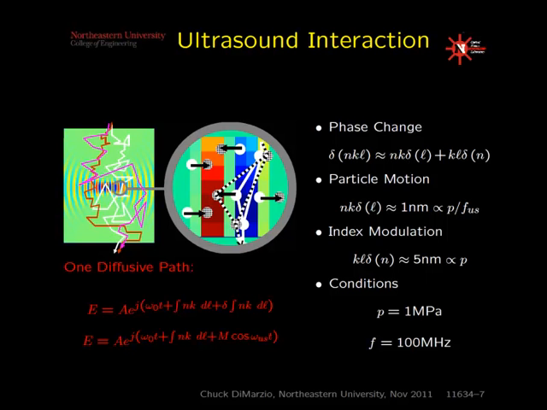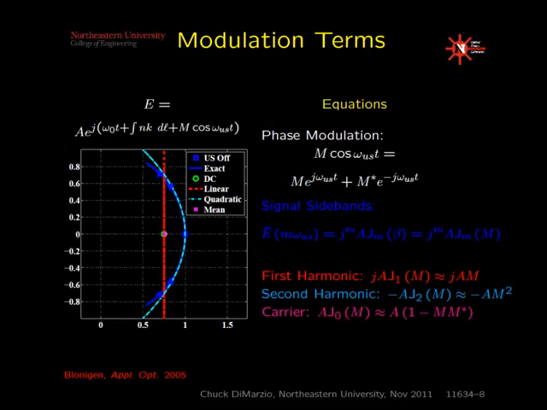And I'm going to represent that change as just m cosine of omega ultrasound t. So it's a sine wave at the acoustic frequency with an amplitude m. And by amplitude there, I mean a phase shift m, which will be typically something in the milliradians at the strongest. Okay, so let's look at this in the complex plane.